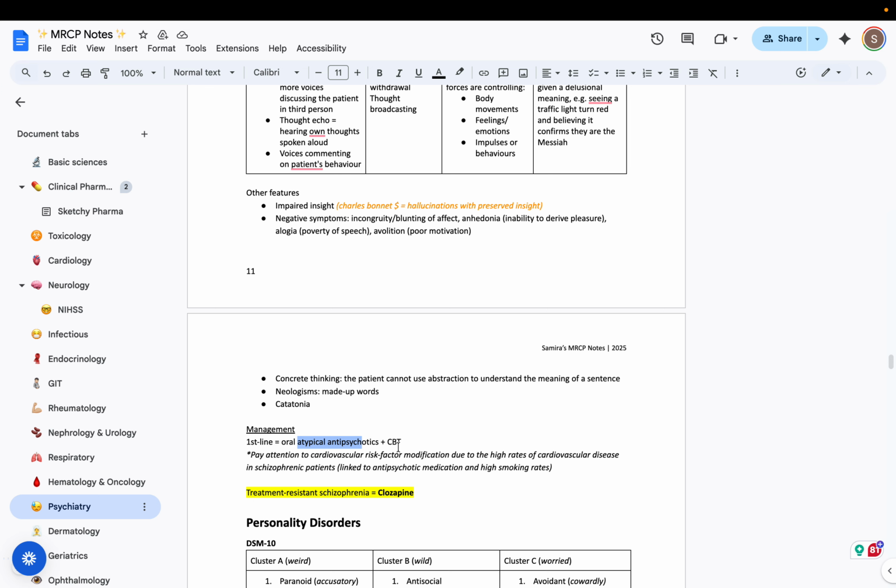Okay, so I guess we have to think about cardiovascular risk assessment if we have a schizophrenic patient, because it's relatively common.